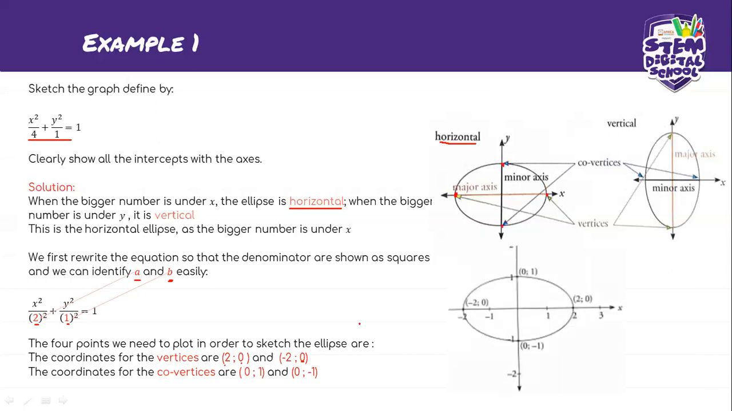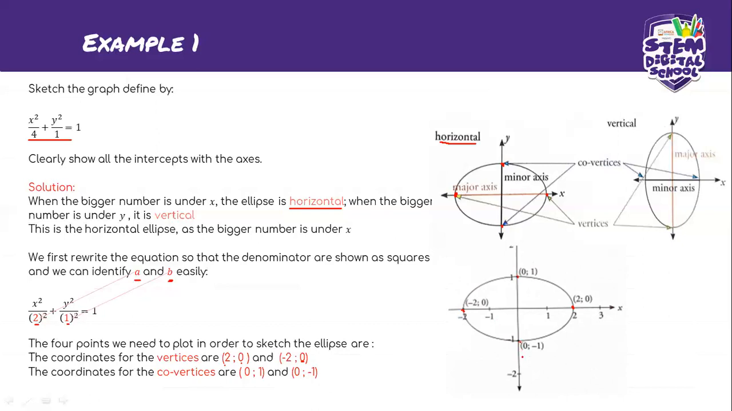Now this is the solution for this question. So this is the ellipse we are looking for. The first point was 2, 0. Where is 2, 0? It is this point there. We just put a dot there. The second point is negative 2, 0, which is this one here. And then the other points, which are co-vertices, 0, 1 is this point, and the last one is 0, negative 1, this point.